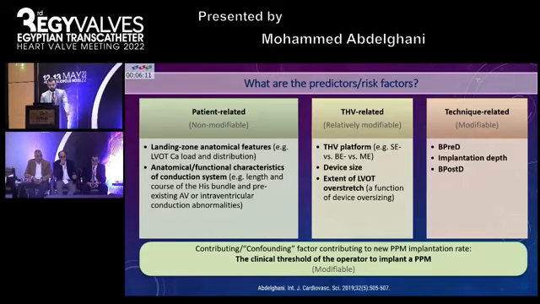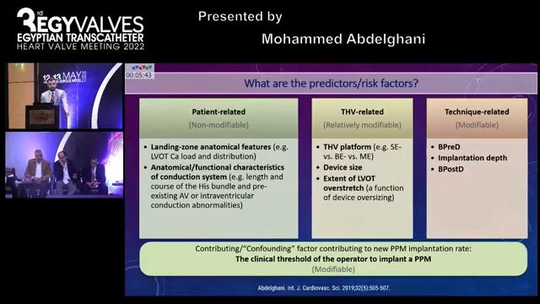Among the patient-related risk factors, the anatomy plays a role: the landing zone, its shape, the calcium load and distribution, as well as the anatomy and the function of the conduction system. For example, if the patient already has an underlying AV conduction delay or a right bundle branch block, then the development of left bundle branch block after the procedure will end up with a complete heart block.